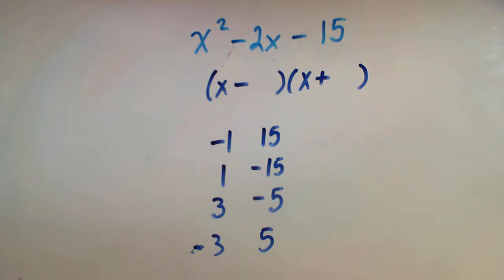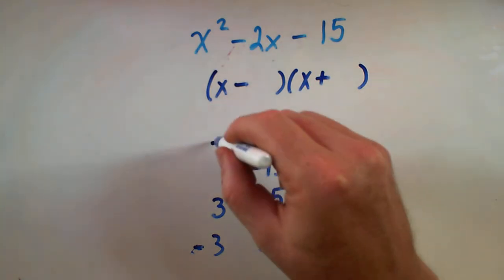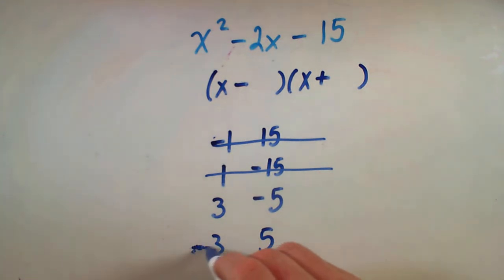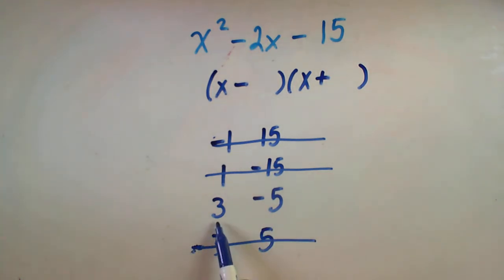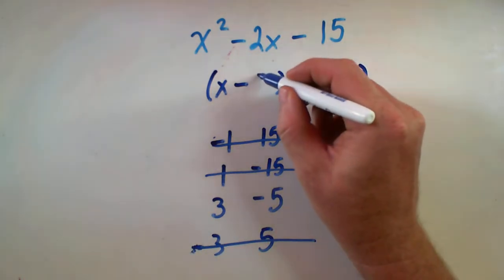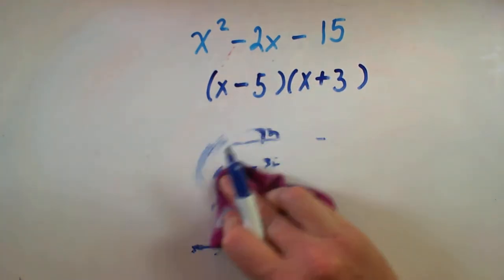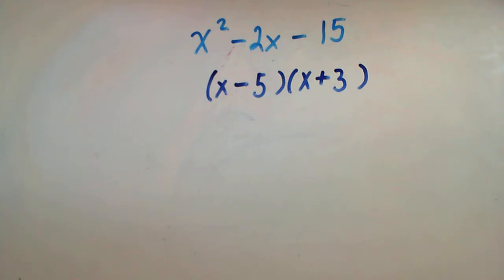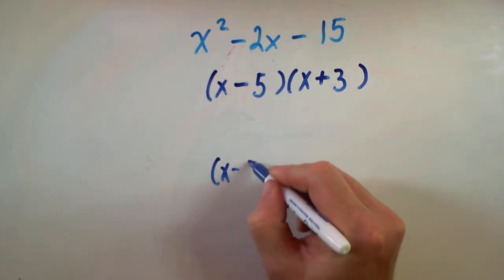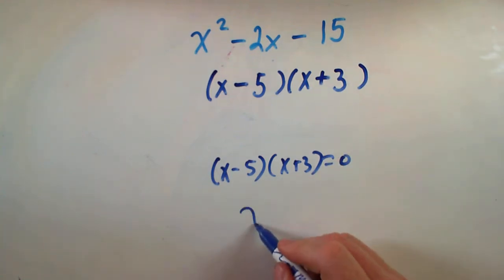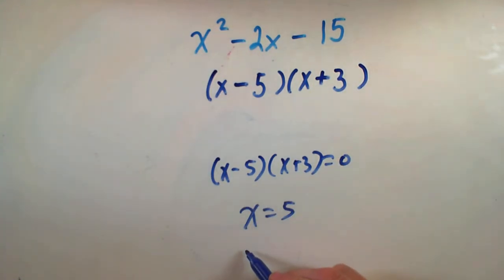But I need them to add up to negative 2. Not that, not that. Negative 3 plus 5 is positive 2. Positive 3, negative 5. So I put the 5 there, the 3 there. And then to solve, I take each factor and set it equal to 0: x − 5 = 0 and x + 3 = 0, so x = 5 and x = −3.